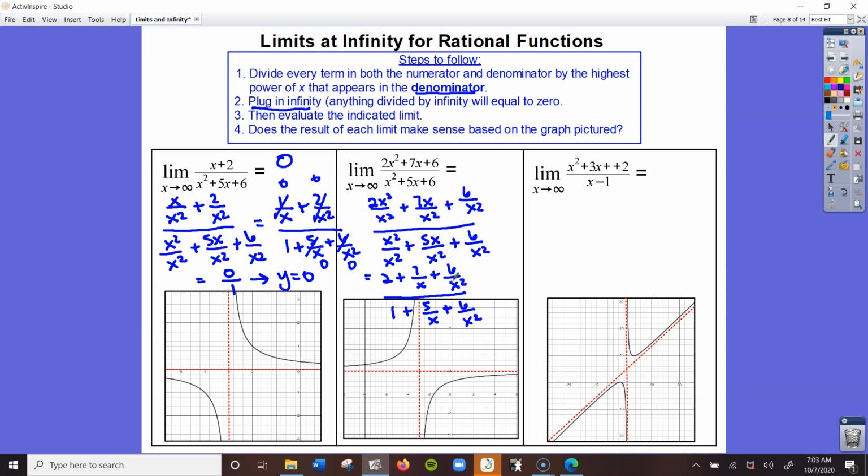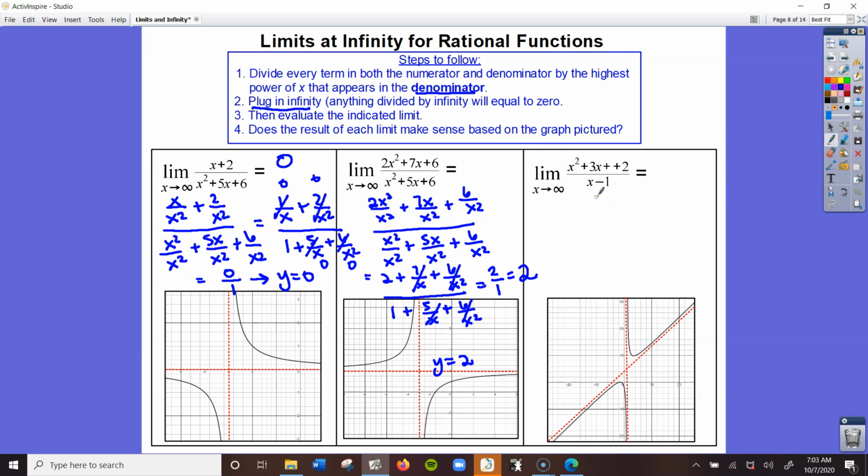Now if I plug in infinity, anything over infinity is 0, so these are all 0. So all we have left is 2 over 1. This means that the limit is equal to 2. And we can see the horizontal asymptote here at y equals 2.